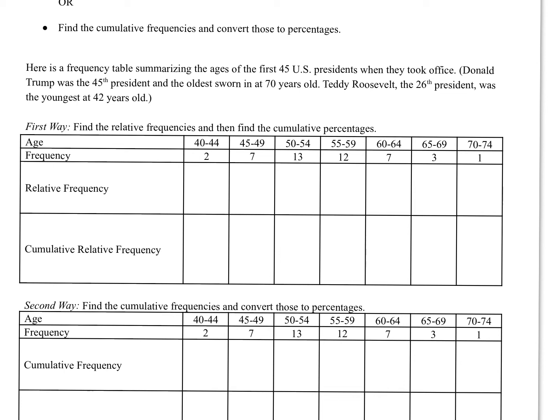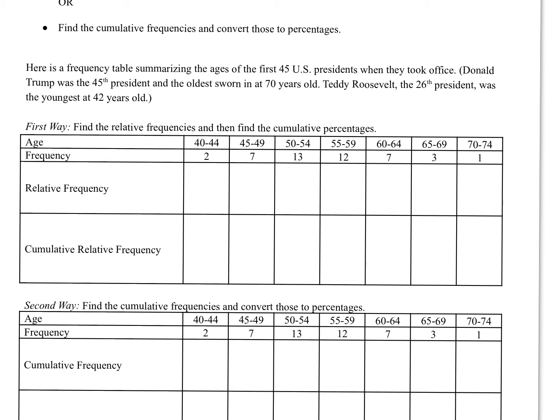So we can see, similar to histograms, cumulative relative frequency graphs have ranges, and they do need to be equal, just like with histograms. So my age ranges are broken up by 5s. So 40 to 44, 45 to 49, 50 to 54, 55 to 59, 60 to 64, 65 to 69, and 70 to 74. And then the frequency, so 2, 7, 13, 12, 7, 3, and 1. So the frequency are the number of presidents that fit within that range.